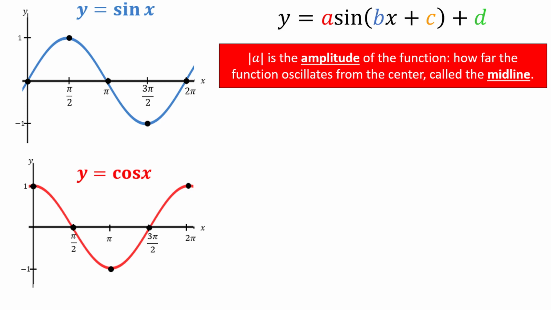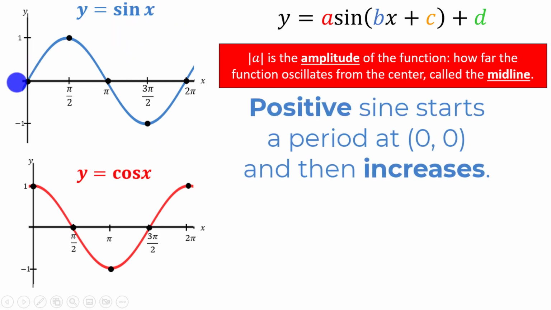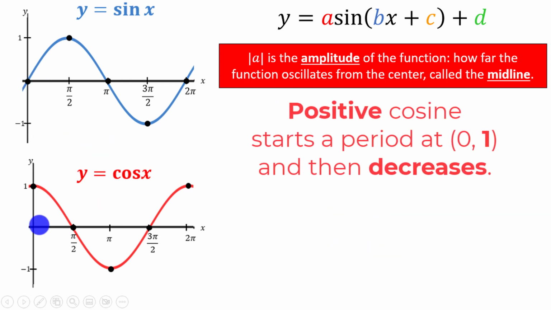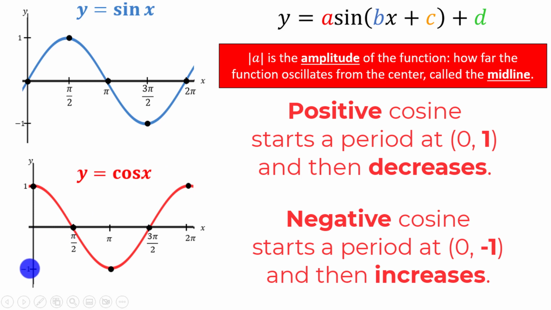If you have a negative sign on the front of your function, that won't change the amplitude, but it will still change the behavior of the graph. More notably, the graph will do the opposite of what it typically does at the beginning of its period. For example, sine typically starts at 0, 0 and increases from there. If you had a negative sine function, we would still start at 0, 0, but instead of increasing, we would decrease. As for cosine, cosine typically starts at 0, 1 and decreases from there. But if you had a negative cosine function, instead you would start at 0, -1 and increase from there.